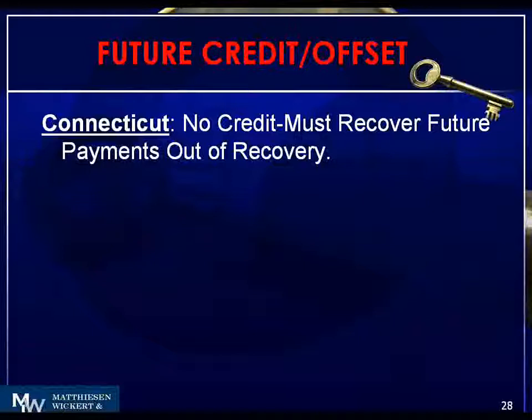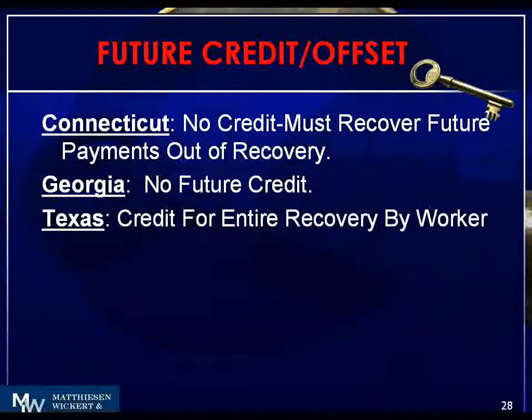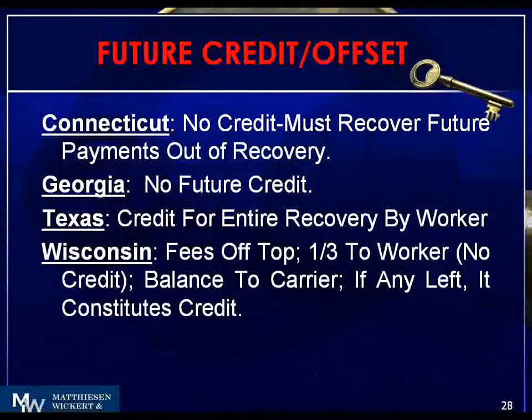So we can look at some examples here. In Connecticut, for example, there is no credit. You must recover the future payments out of the recovery. Georgia, there just simply is no future credit. Another example of how this state has forgotten the pact that was made when workers' compensation came into being. In Texas, you get a credit for the entire net recovery by the worker, but again, I have an argument for the entire recovery period, and we can use that successfully to barter.